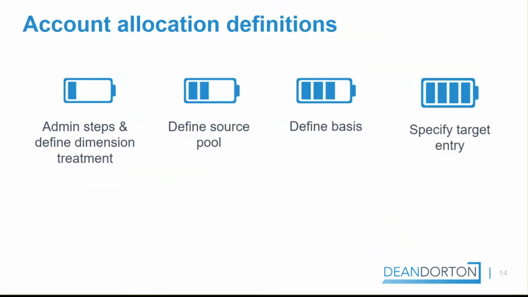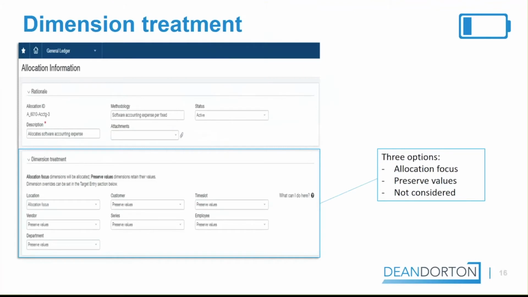So what are the steps to building an account allocation definition? This is a graphic of a battery becoming fully charged, because until you have your allocation definition fully charged, you're not going to be allocating anything in the system. Step 1, which falls under the admin setup steps as I like to think of them, is you're going to define, for this allocation that I want to generate, how I want Intacct to treat all of the dimensions that are involved in the GL detail that underlies this.